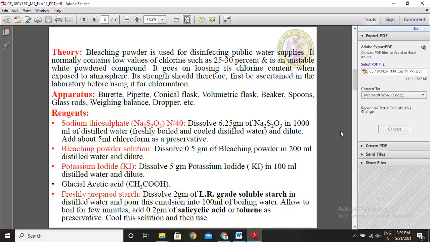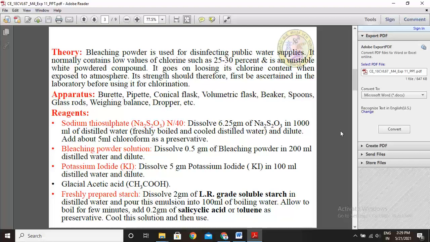Cool this solution and then use. So these are the steps you follow to prepare the freshly prepared starch. Okay. So all of you remember, while executing the experiments, reagents are most important. Without reagents, we can't do the experiments. So that's why you should perfectly understand how reagents are prepared.